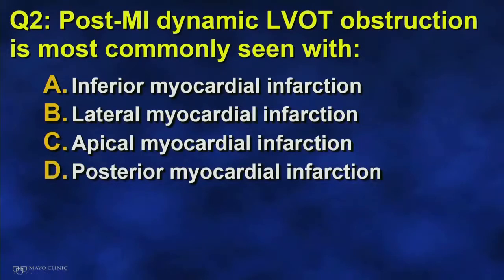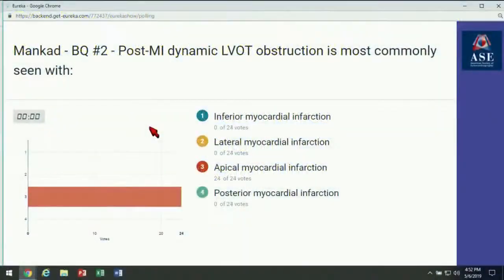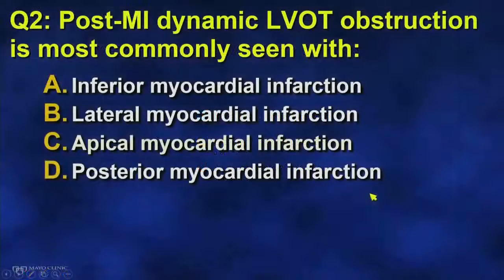So post-MI dynamic LV outflow tract obstruction is most commonly seen with an inferior MI, lateral MI, apical MI, or posterior MI. Okay, well, it is indeed the apical MI, because the basal segments become hyperkinetic, and that can lead to SAM and dynamic outflow obstruction. It's probably not as common as either post-MI VSD or a papillary muscle rupture, but it's not far behind.